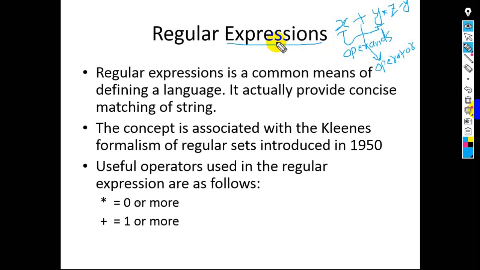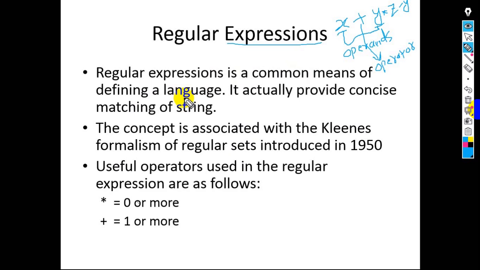Next, regular. What is a regular expression? So a regular expression is a common means of defining a language. In language definition, we have different ways to define a language. First was the descriptive definition of language, in which we describe the condition or statement on the basis of which we make a language, in theory of automata.